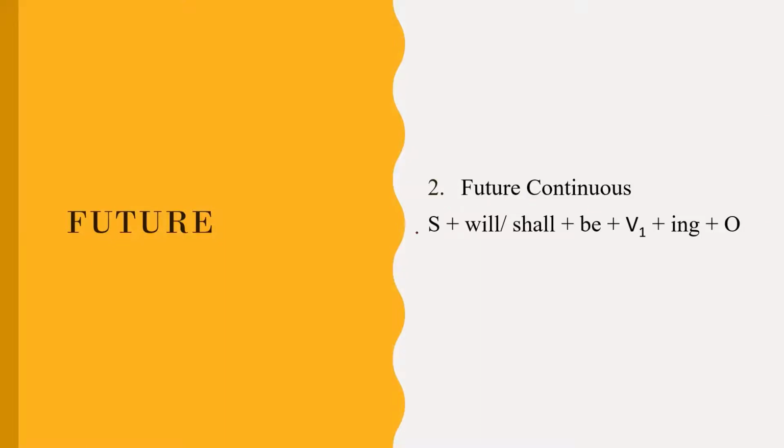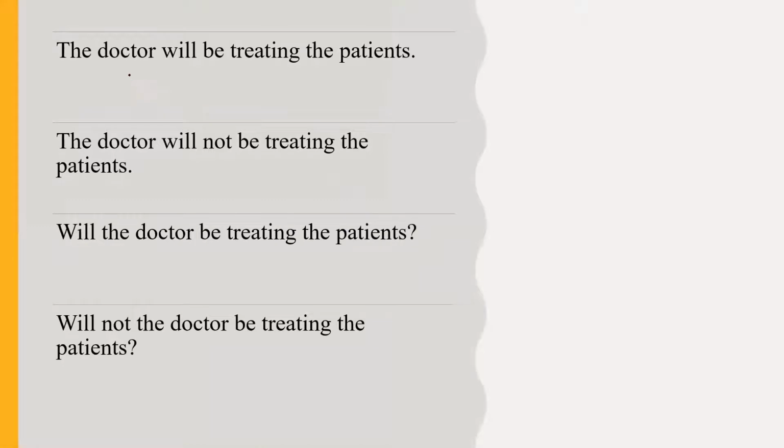Second, future continuous. Formation: subject plus will or shall plus be plus first form of verb plus ing plus object. Examples: the doctor will be treating the patients. This is an affirmative sentence. The doctor will not be treating the patients is a negative sentence. Will the doctor be treating the patients is an interrogative sentence. Will not the doctor be treating the patients is an interrogative negative sentence.